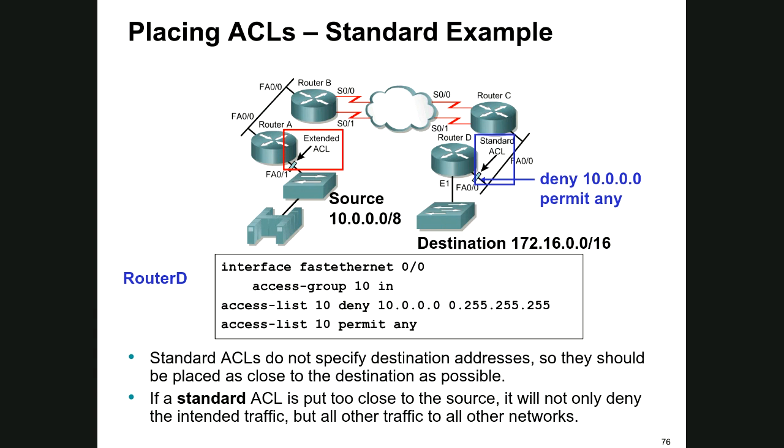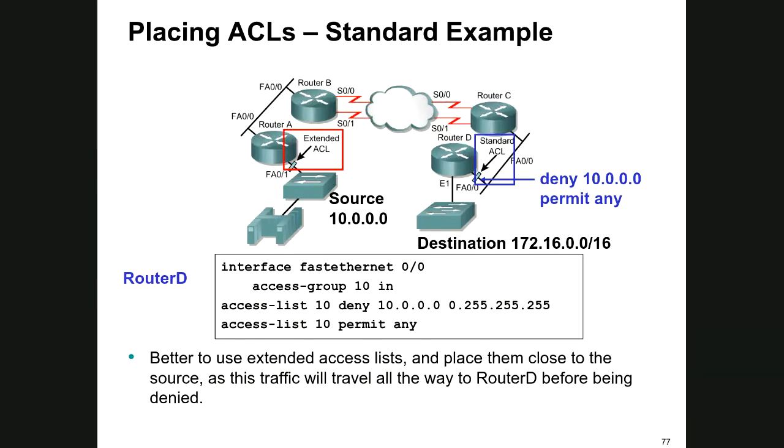Okay, a standard access control list cannot specify the destination address, only the source address. So they have to be placed as close as possible to the destination. If it's put too close to the source, as we saw in that example before, it inadvertently blocked traffic between the engineering department and the administration building. It will deny the intended traffic, but it will also unintentionally deny other traffic that we need for our business process to take place. So placement is a very important consideration. In this case, it would be better to use extended access control lists, but we're not doing that right now.